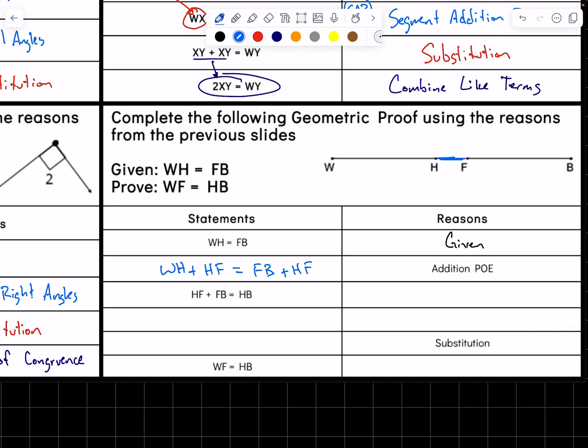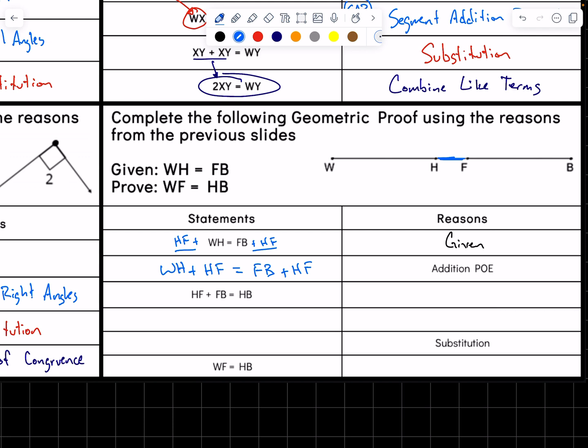So this piece right here is what I use the addition postulate to get down to. I added it to both sides essentially to get what I have down below. So I'll go on ahead and delete that little line from down below. We'll go ahead and add it right here. So that's my addition postulate of equality.